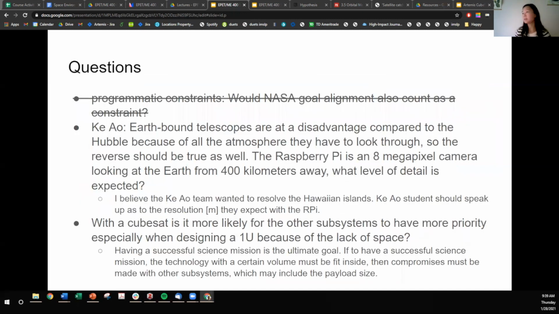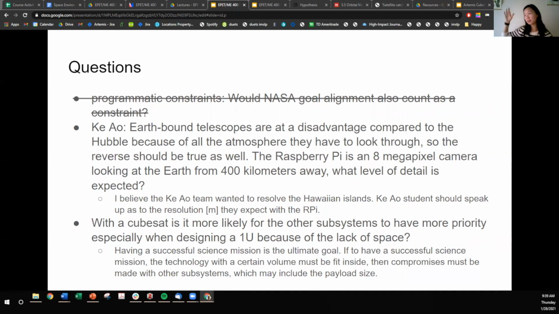So some leftover questions that I'd like to address. There was a question about the resolution of KAO's camera. And I'll let the KAO team speak for themselves, but I believe they wanted to resolve the Hawaiian Islands. So if that is the ultimate mission objective, then you need to work backwards to what level of resolution in units of meters or kilometers is necessary to resolve the Hawaiian Islands?